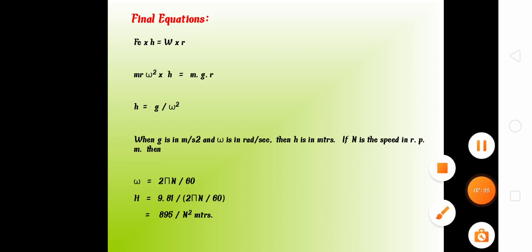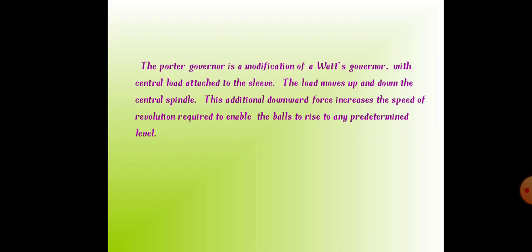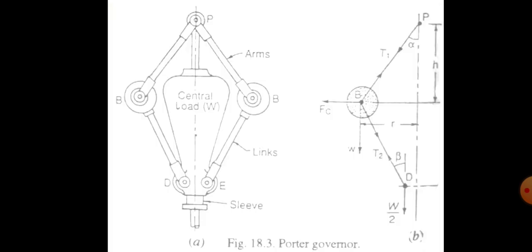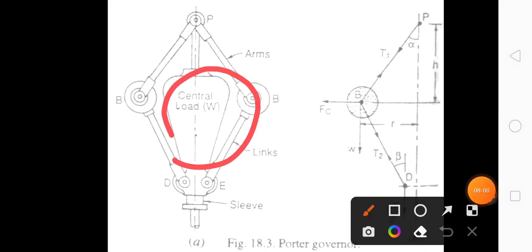Now we will see the next type of governor. The next type of governor is the Porter governor. This is the diagram for the Porter governor. This Porter governor is nothing but a modified shape of Watt's governor. What is the change made in Watt's governor? A central load is attached to the sleeves. We can see that the central load is attached to the sleeves. It is the same as that of the Watt governor, only a central load is attached here.